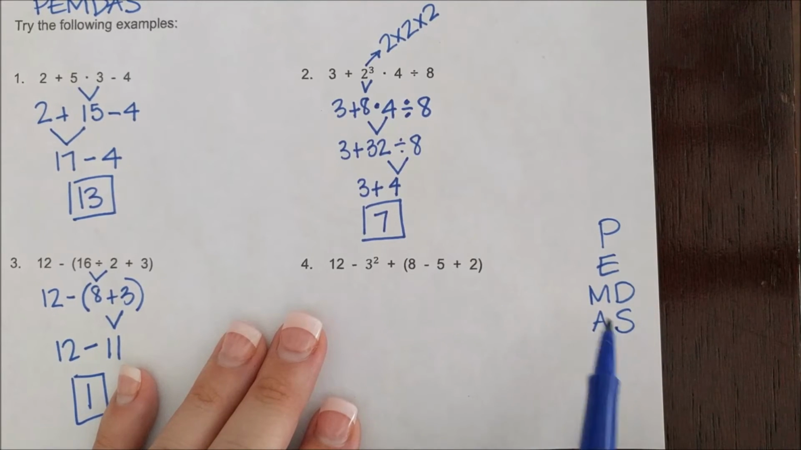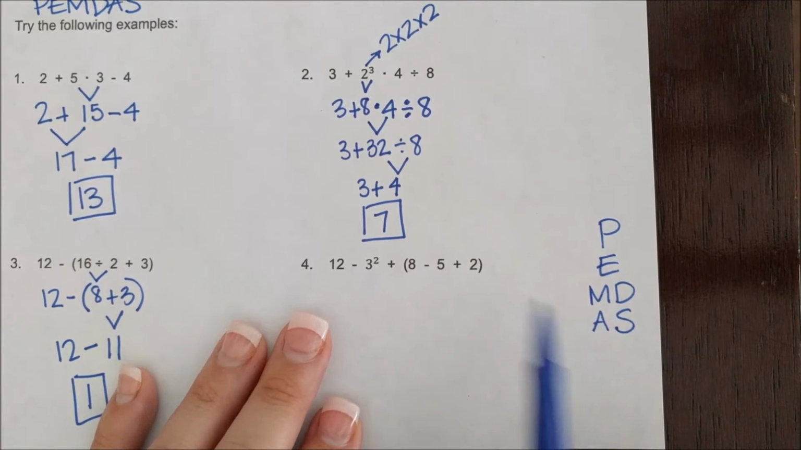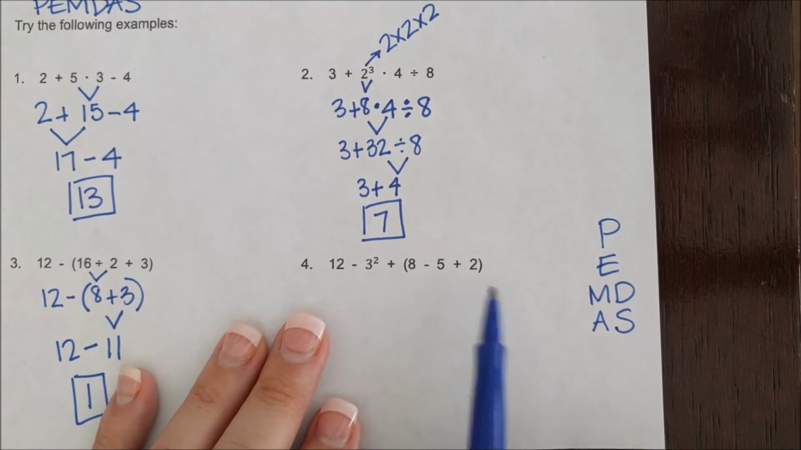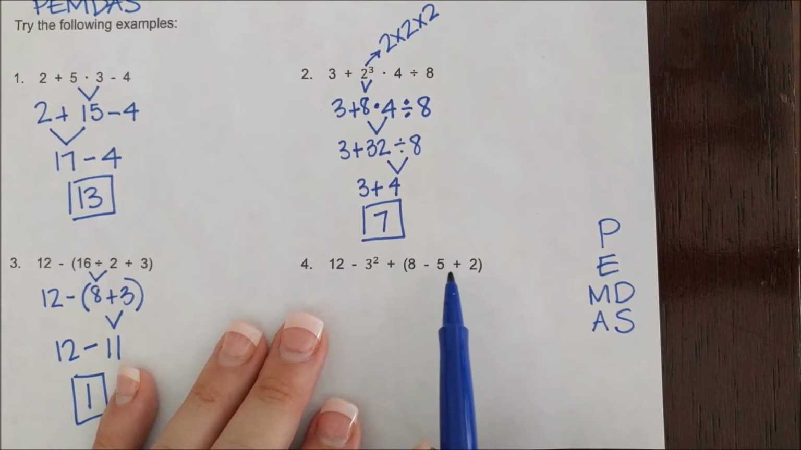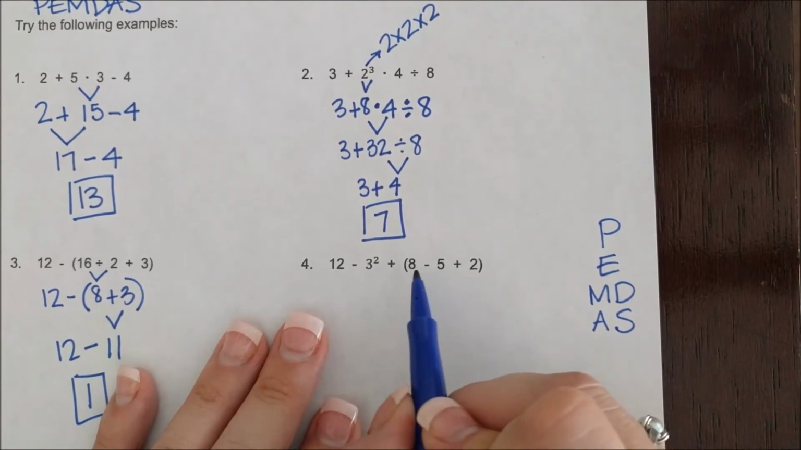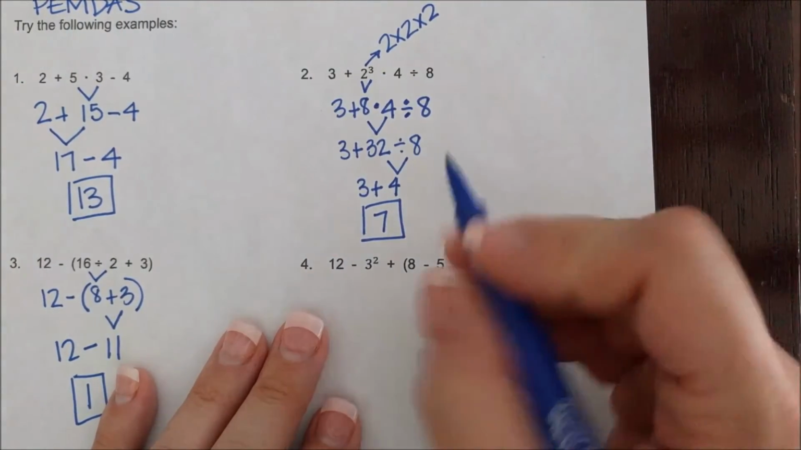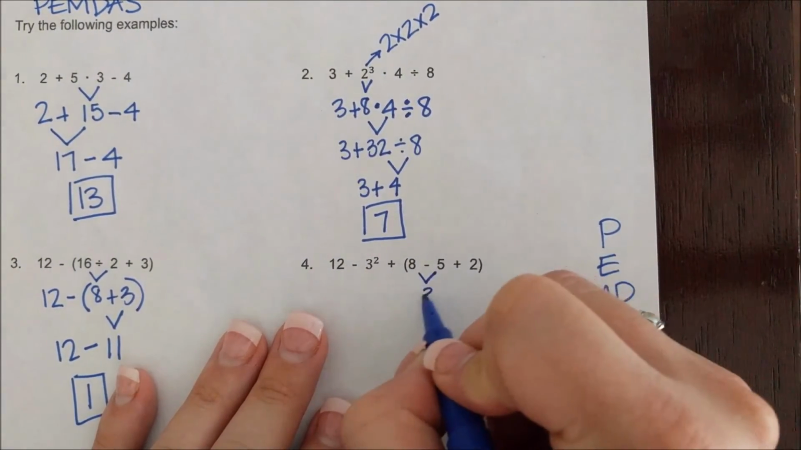But remember, when it comes to addition, subtraction, it does not matter what the order is. You're just going to do whatever comes first. The A does not mean that you have to add first. Okay, it's addition or subtraction. You're going to do whatever comes first. So inside my parentheses, 8 minus 5 comes first. So I'm going to do that. 8 minus 5 is 3.